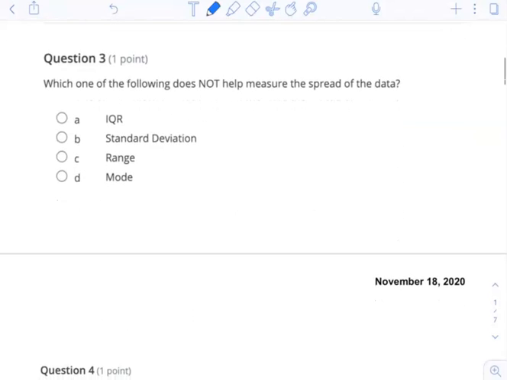Number 3, which of the following does not help measure the spread? So the spread, we had 2 main ways of doing that. IQR is a measure of the spread, so is standard deviation, so is range, but the mode is a measure of the center. Remember, that's the most frequent data point. So just telling me which one happens the most often doesn't tell me how spread out the data is.